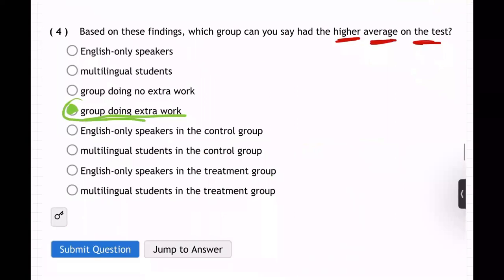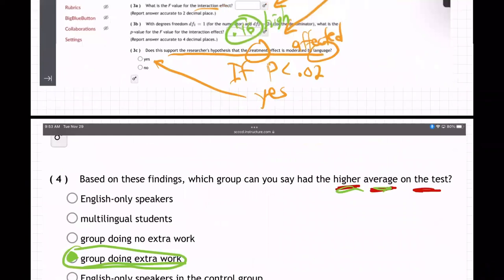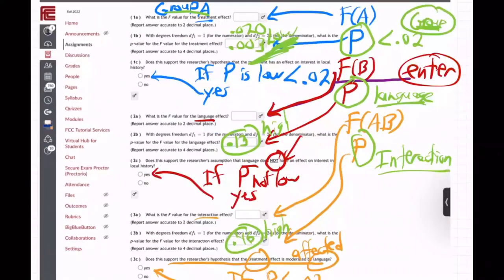So mine was group doing extra work. They're the ones that have the higher average. They're the ones having the effect. And so there we go. General questions on how to do that? Buttons to hit? Please speak up now.